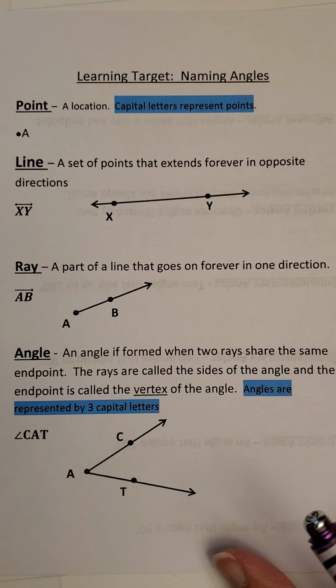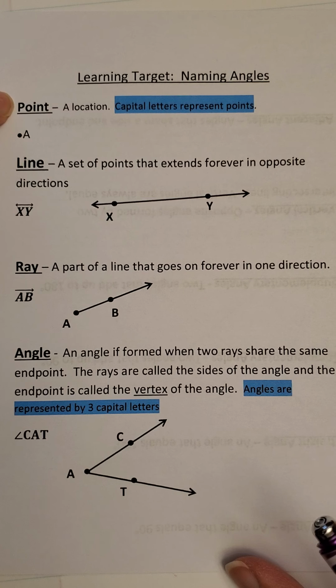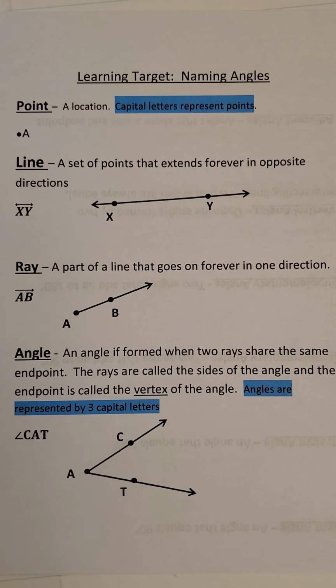So we got a few definitions. Definitions are bolded and they're underlined. The vocabulary, and then we got some definitions. So our learning goal is that you will take all this information and be able to name angles correctly. So we got to learn about some different kinds of angles. The first thing that we have to learn about is what is a point.